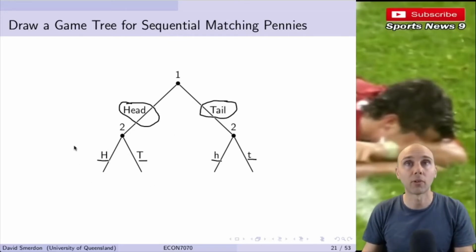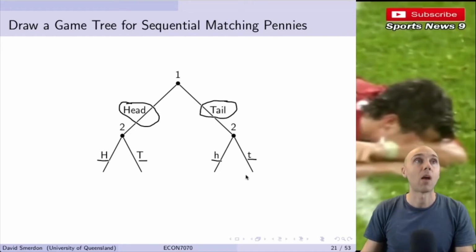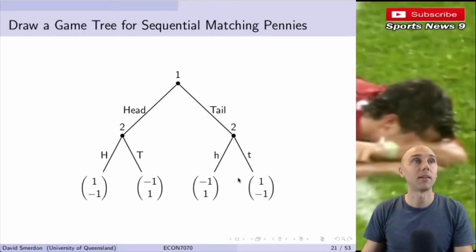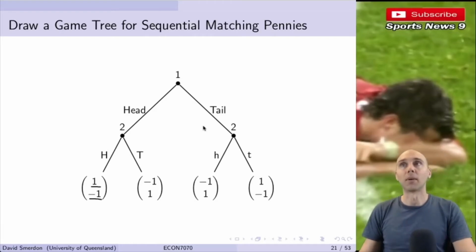Okay, so now we've got 4 terminal nodes, and we can put those payoffs down at the end of each node. Remember, if they happen to match, like heads and heads, then player 1 wins with a payoff of 1, and player 2 is unhappy at a payoff of -1. Okay, so in this game, we can already see there seems to be an advantage to going second.